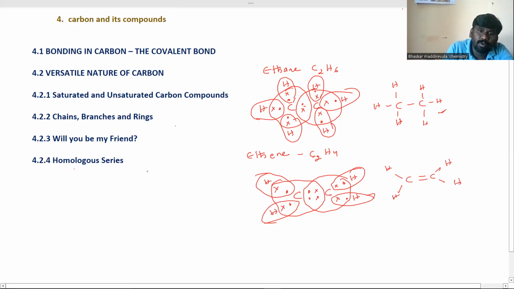In the same way, for the ethyne molecule, the molecular formula is C2H2. In ethyne, three electron pairs are shared between the two carbons, and the remaining one electron of each carbon is shared with a hydrogen.